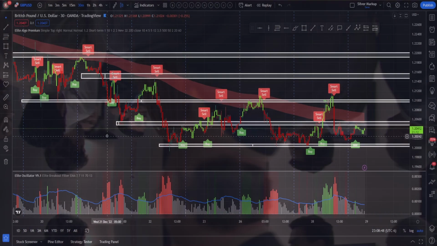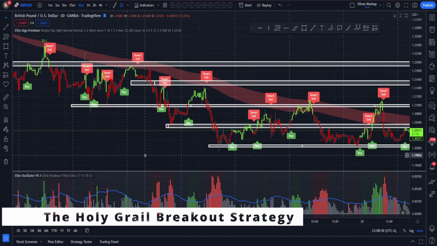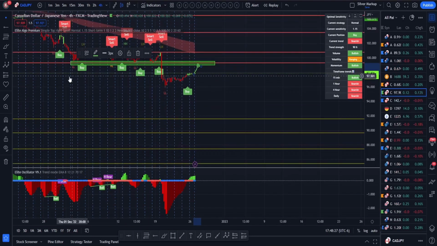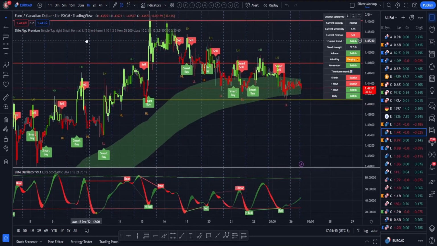What's the procedure? So the way that this strategy works is it works based off of three components. One is obviously using the Elite Algo premium software and oscillator.